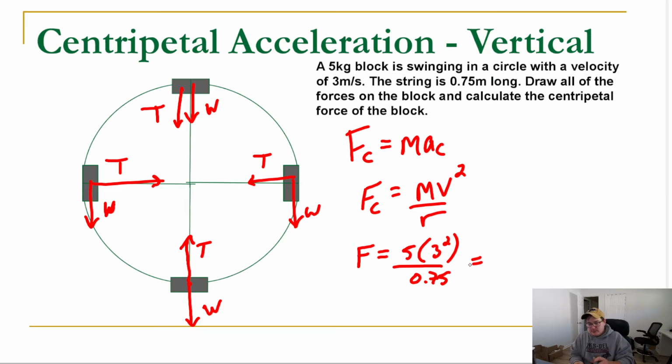So 3 squared, 5 times 3 squared, divided by 0.75. Yep, 60 newtons. Just wanted to double check. Cool, and that is it. We drew our forces. We have centripetal force, F sub c, and it's 60 newtons. So in total, the net force on this object is 60 newtons, and that's what's causing it to accelerate inwards.